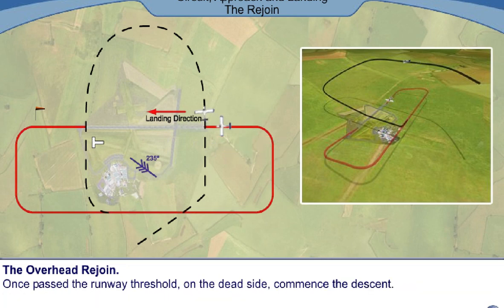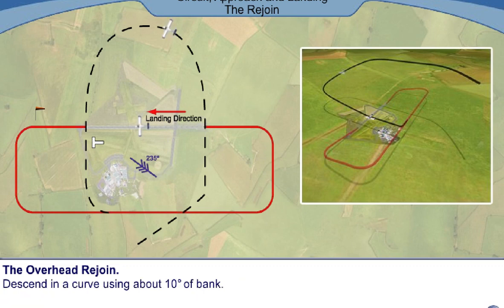Once past the runway and on the dead side, commence your descent. Look out to make sure that the area below you is clear and that no one is descending from above. Throttle back and descend at the appropriate speed. Never descend in a straight line. If you do, you can easily descend onto another aircraft and, if you've not kept a good lookout above you, someone can descend on top of you.